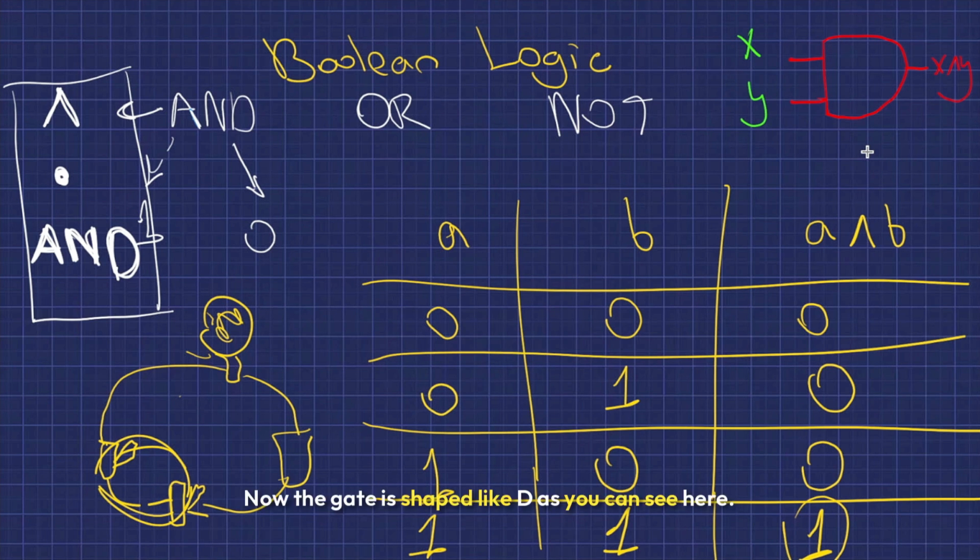Now the gate is shaped like a D, as you can see here. The behavior is similar to multiplication in regular math, which is 1 times 1 equals 1. Remember, this is just like that. And all other combinations are 0 as well, but just this one.